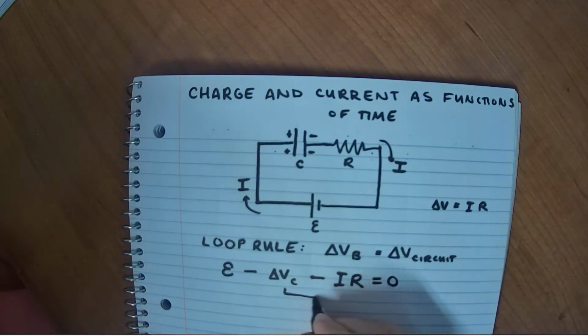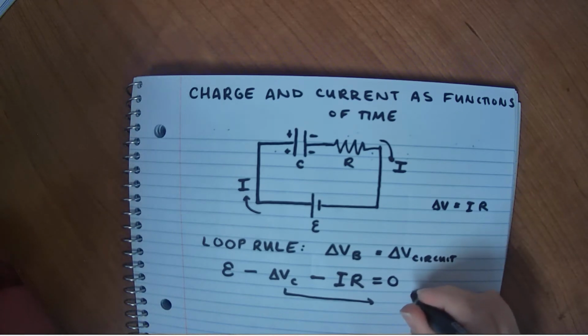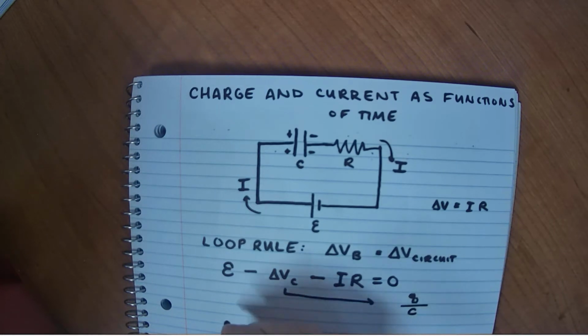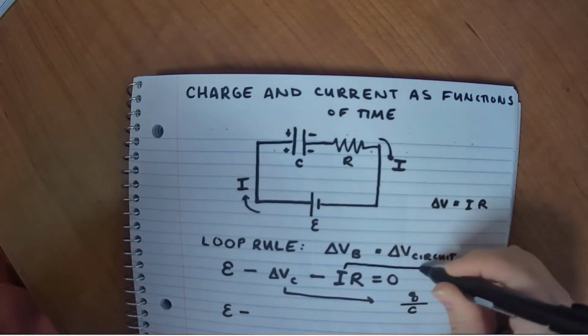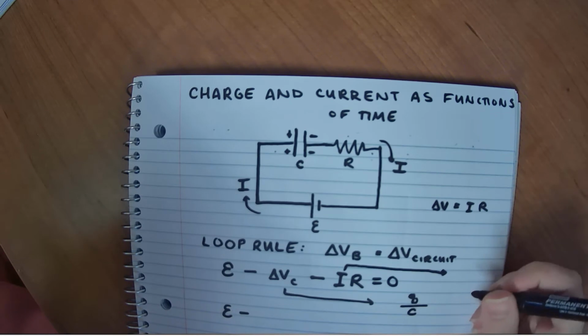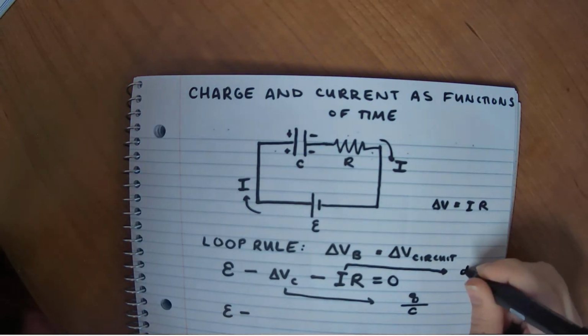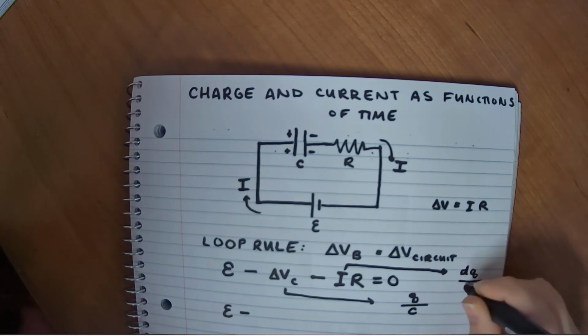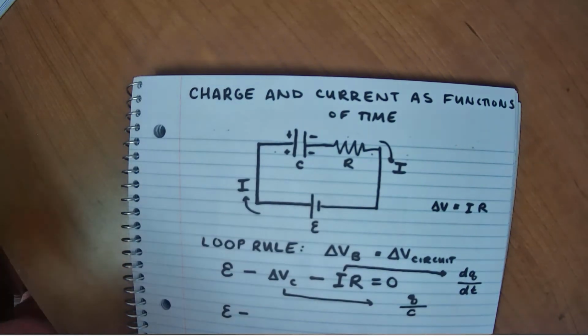Now how would we find this value? We know that voltage is charge over capacitance. Another thing we know about current is that it is defined as the flow of charge over time. So I equals dq over dt.